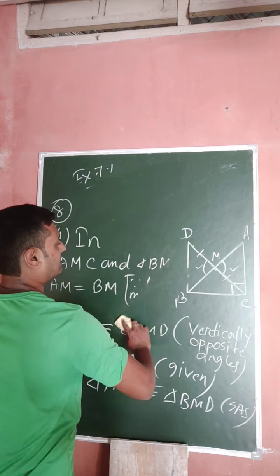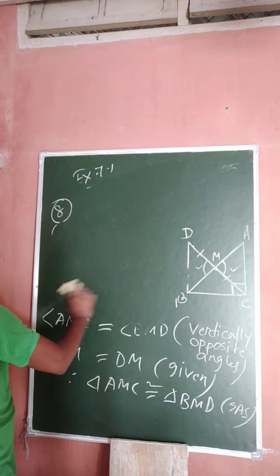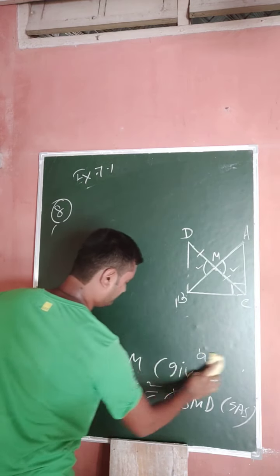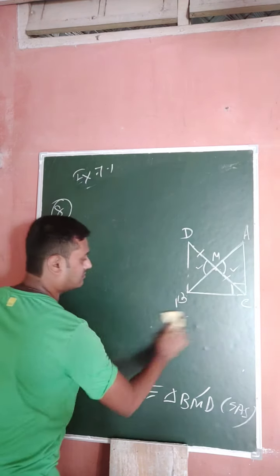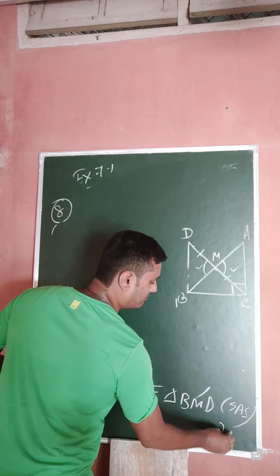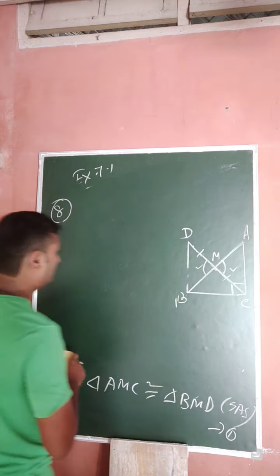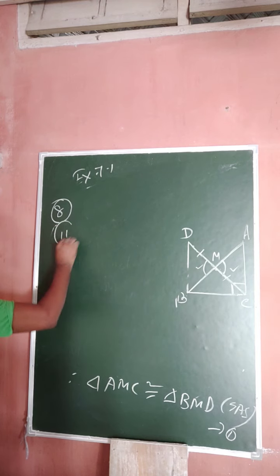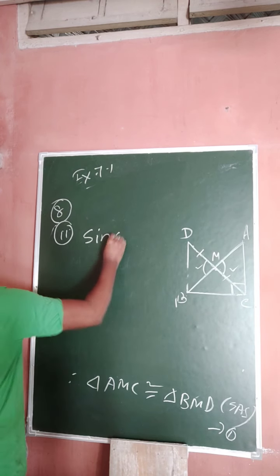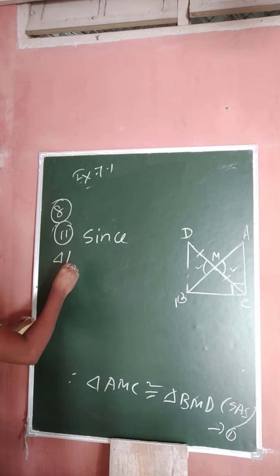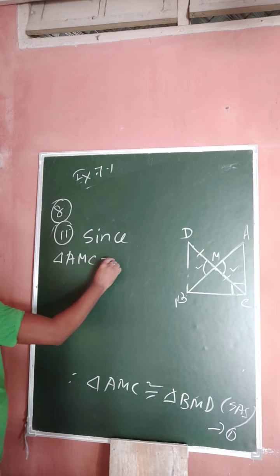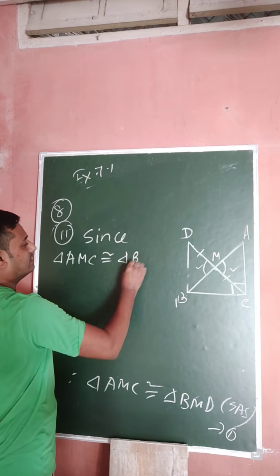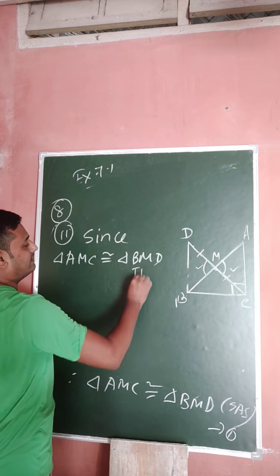Okay, so we have to prove the second one. Second one is very important actually. So you can give number 1. So number 2, since triangle AMC is congruent to triangle BMD, in brackets, right from 1.